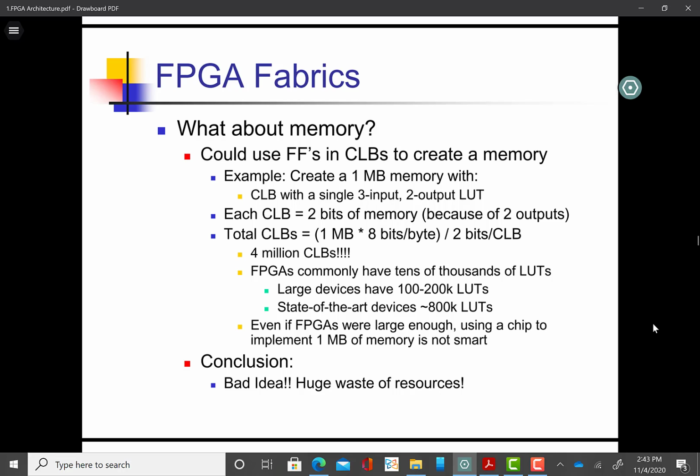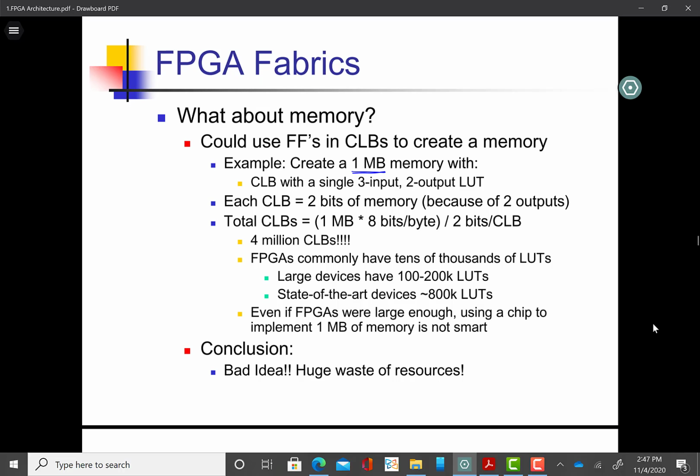Now imagine if I want to implement a memory on an FPGA. How can I implement a memory? I can use flip-flops in the CLBs to create memory, but this will be a very poor choice of resource to use for memory. For example, if I want to create 1 megabyte of memory. So the problem was to design a 1 megabyte memory, and you have to use a configurable logic block that has a single lookup table which has 3 inputs and 2 outputs.